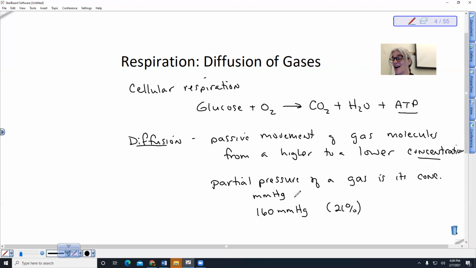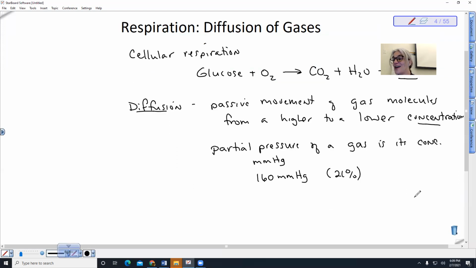But we want the concentration of oxygen to be lower in our lungs so that it will go from a higher concentration and diffuse across our surface. It will diffuse across the respiratory membrane and go into our bodies when we're talking about oxygen. So there is a mathematical formula with variables that we can look at to describe this rate of diffusion.